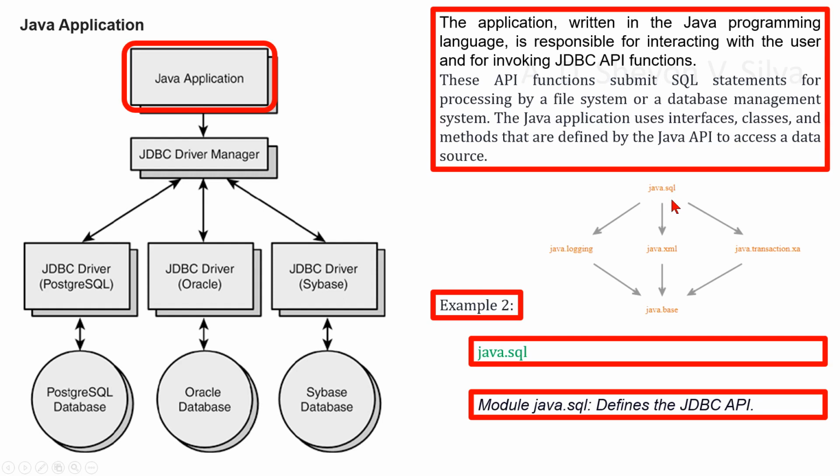The java.sql module requires the java.transaction.xa module, which defines an API for supporting distributed transactions in JDBC. The java.logging and java.xml modules, and the java.transaction.xa module, require the java.base module, which defines the foundational APIs of the Java SE platform.